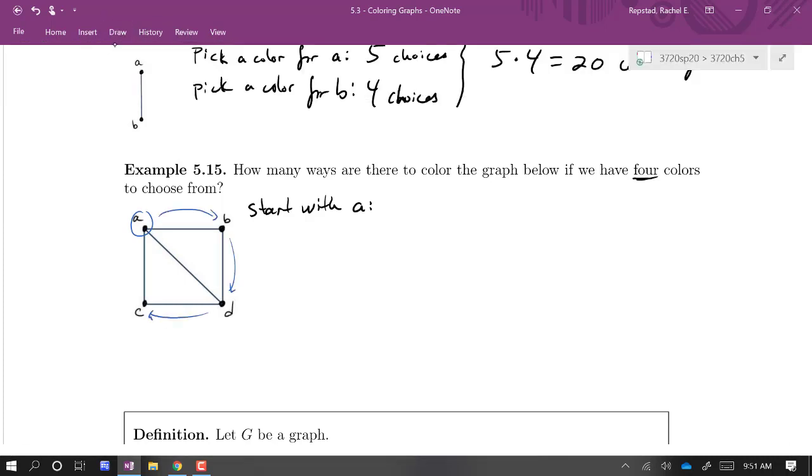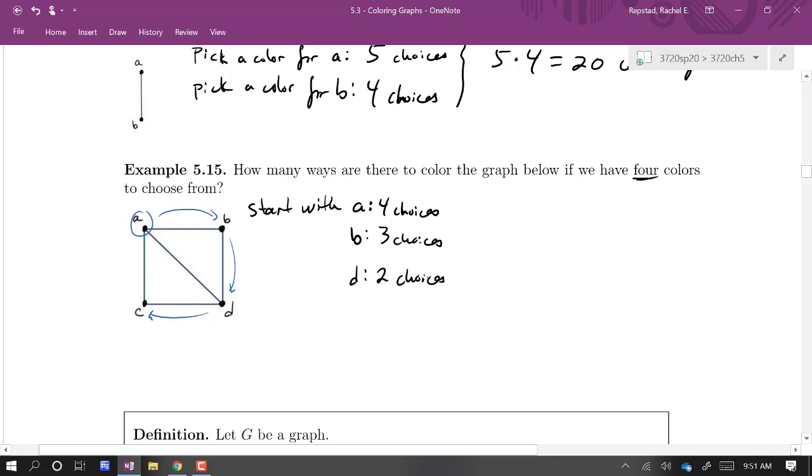So if I start with A, the beginning one is always easy, right? If there's 4 colors to choose from, I've got 4 choices. And then once we get to B, I've only colored A, B is connected to A, so that means I have 3 choices. Then clockwise, vertex D, D is connected to both B and A, and since I've already picked those 2 colors, that means that those 2 colors are no longer options, so I only have 2 choices.